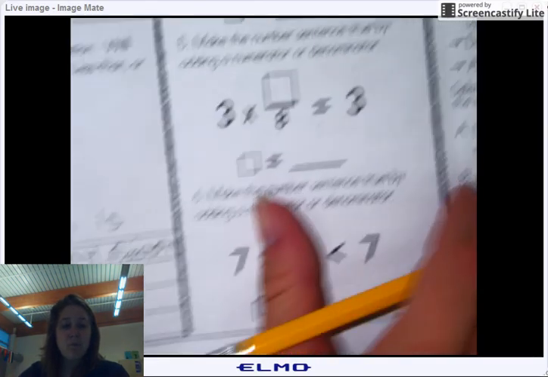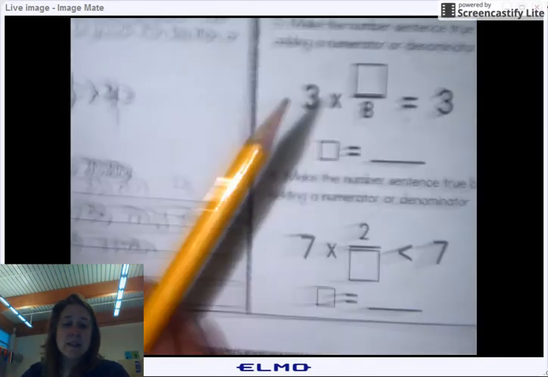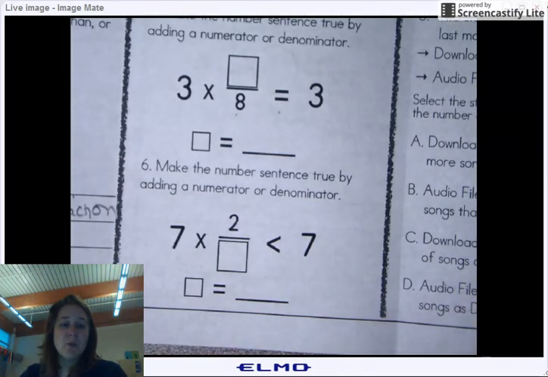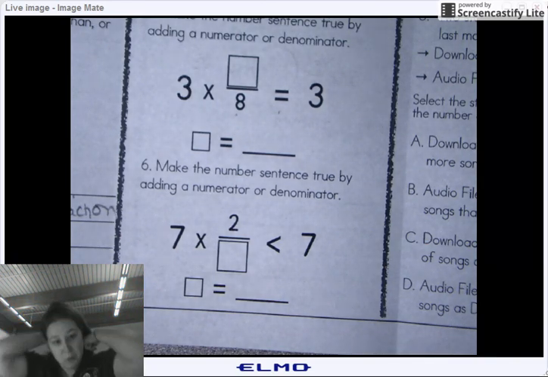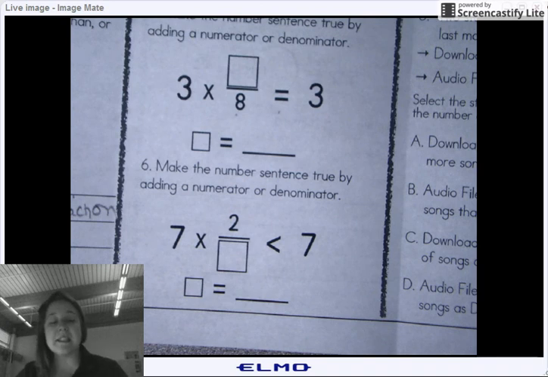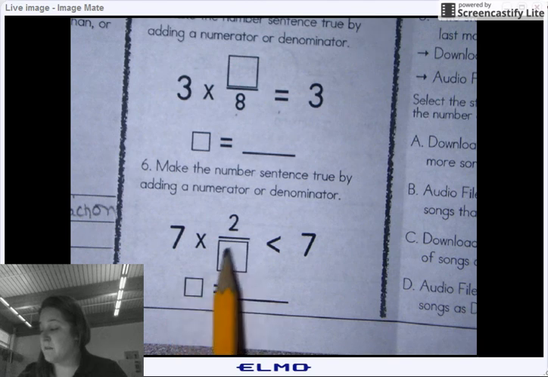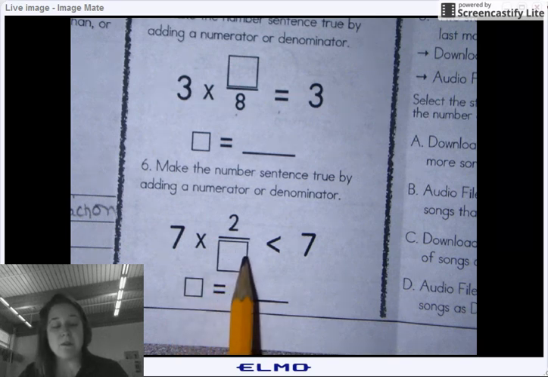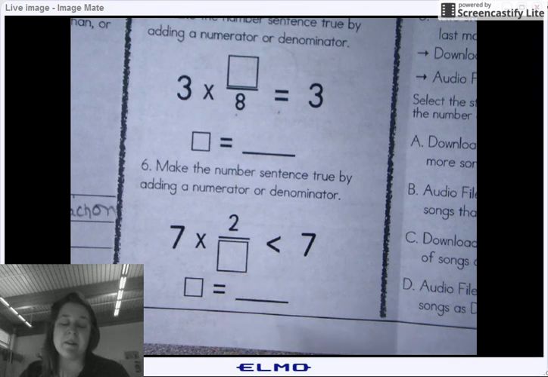Okay? Question number 6 says make the number sentence true by adding a numerator or a denominator. 7 times 2 over something is less than 7. So once again, for this one, I'm going to make sure that it's got to be a fraction because this has to be less than 7. It can't be 2 over 2 because if it was 2 over 2, then this would be 7. So then it can't be 1 or it would be an improper.